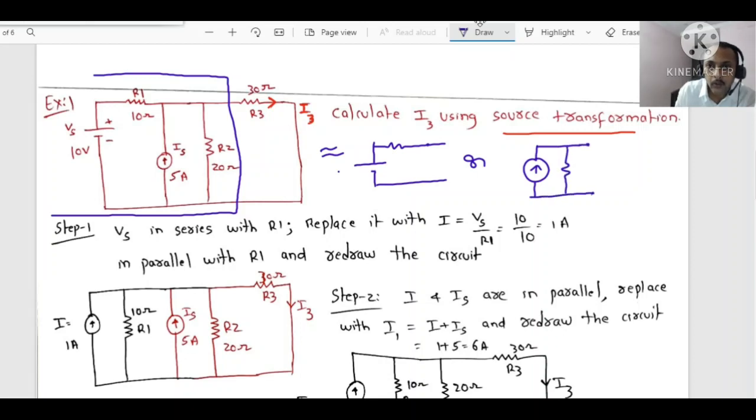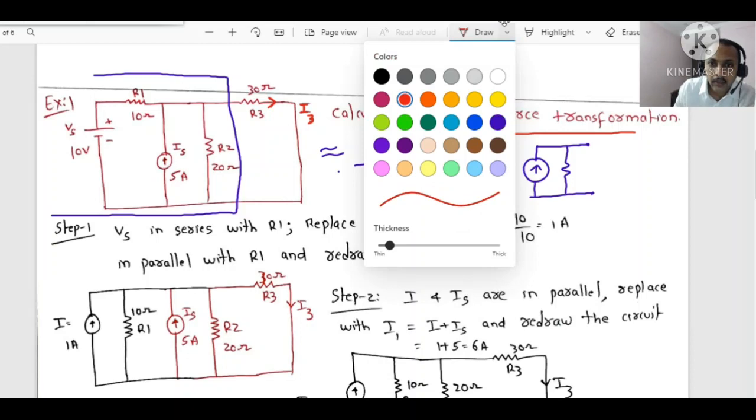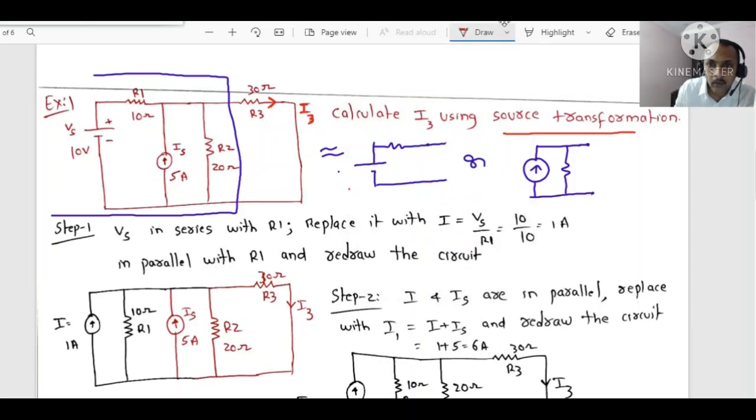After you bring this equivalent circuit, at the terminals A and B we can connect our R3. That is the meaning. So once you bring this equivalent, we can connect R3 like this. This is R3, and then you can find the current I3. Or you can bring an equivalent circuit like this, and there at the terminals we can connect our R3 and find I3.